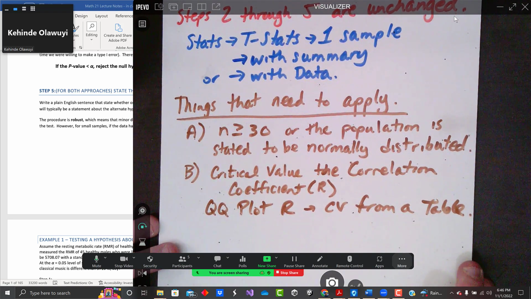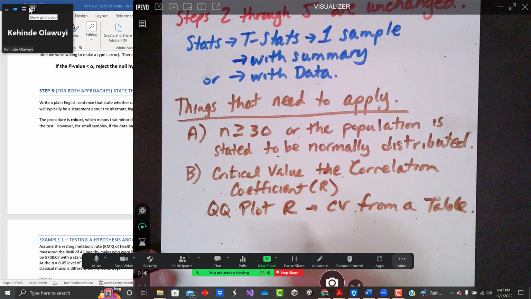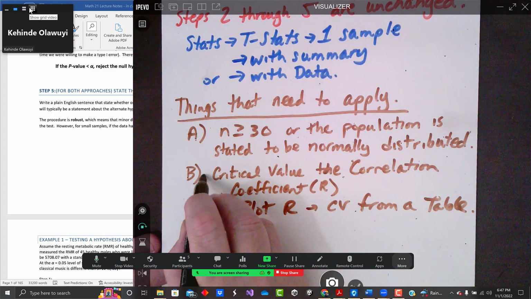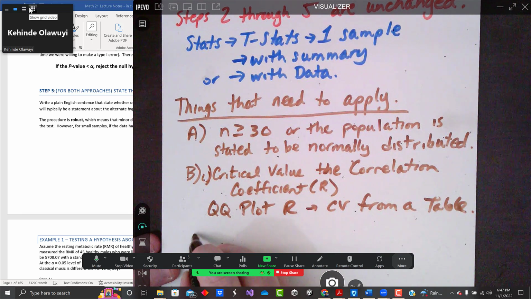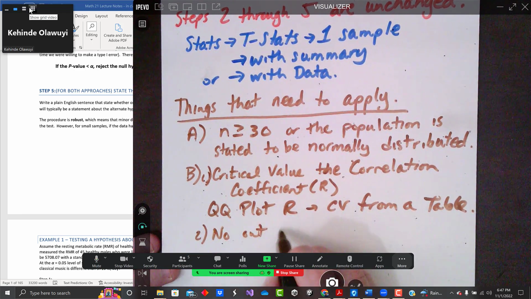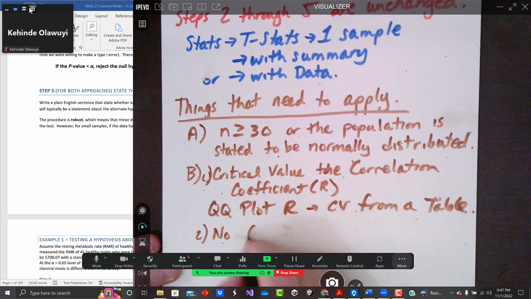Hello, welcome. And if this is the case, we want no outliers. Someone's volume's on. It's tripping me out.